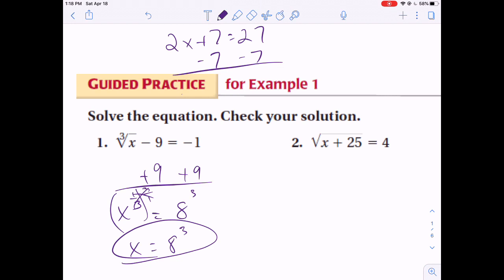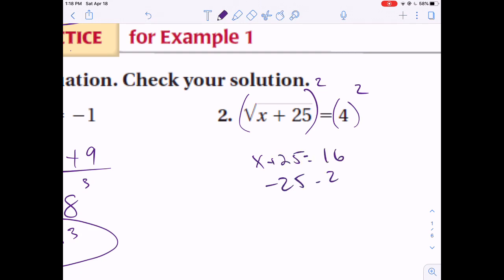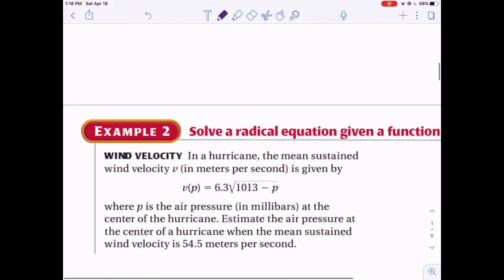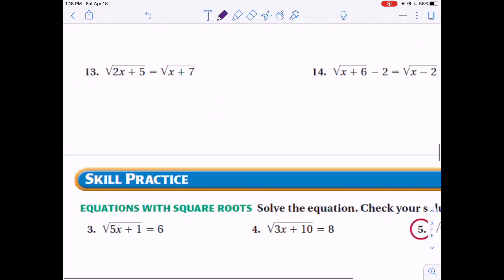Number 2 here, pretty simple. It's already isolated. It's a 1/2 power, or square root. So we can just square both sides. X plus 25 equals 16, minus 25. X equals -9. Okay. All right, let me show you a few others that are a little bit more challenging before I give you some work on these.